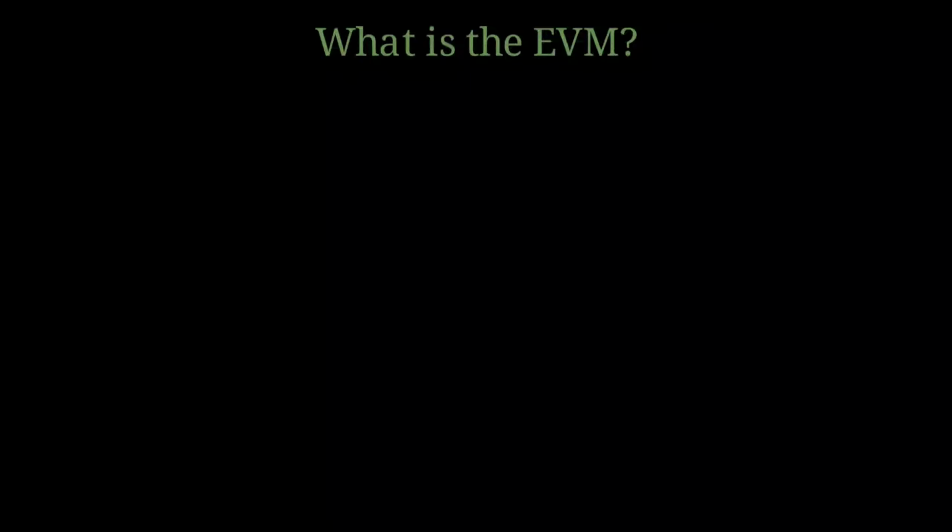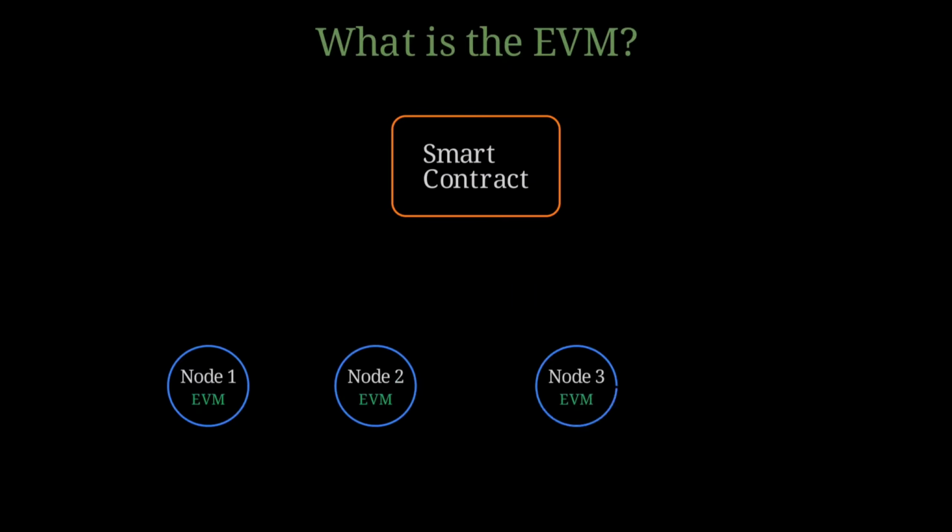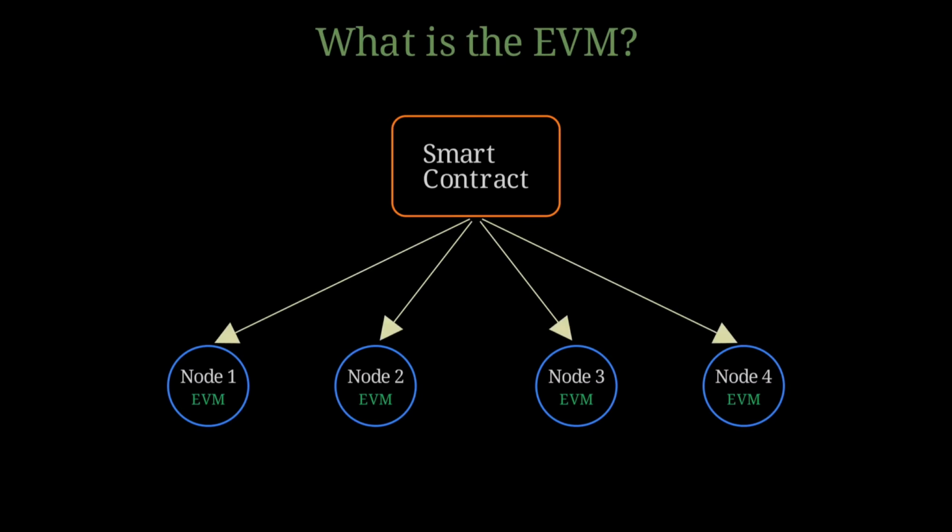So what is the EVM? Think of it as a global, decentralized computer. Every node in the Ethereum network runs its own copy of the EVM. When you deploy a smart contract, you're giving the EVM a set of instructions called bytecode. The EVM reads this bytecode and executes it. Every node executes your contract in exactly the same way. They all follow the same rules.